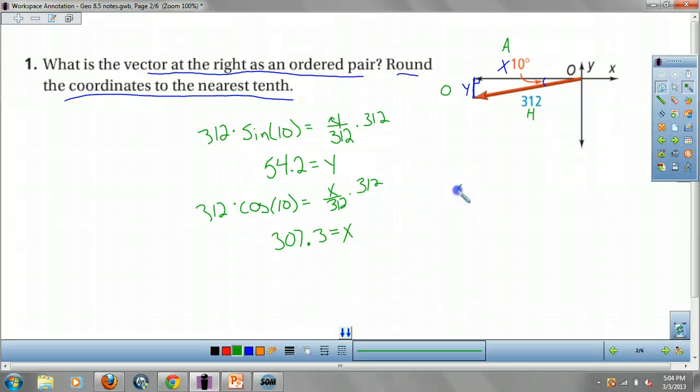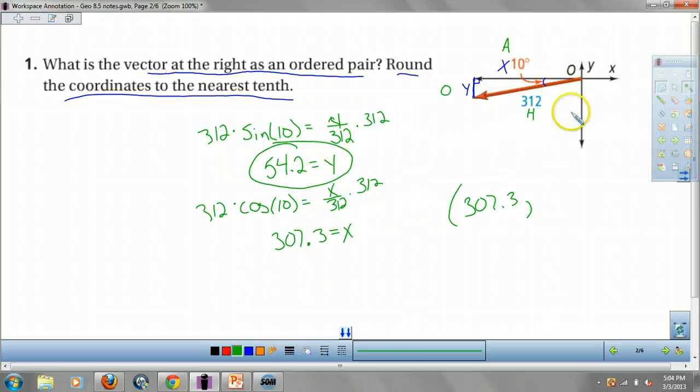Okay. So my coordinates are 307.3, comma, be careful, if this was my XY plane, which it is, that Y and X are on the negative side. So it's negative and negative. If this vector was over here, they'd both be positive, but it's not. It's over here, okay? Be careful.